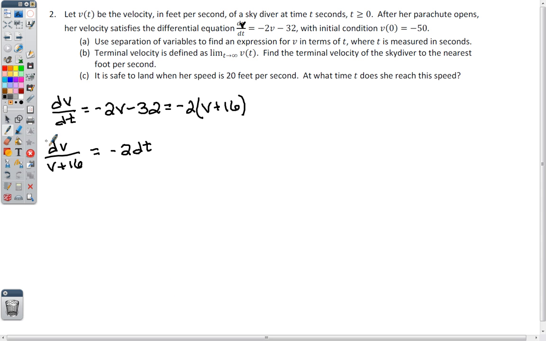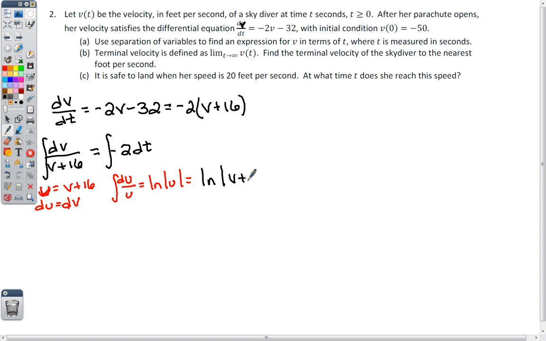Right? And then I'm going to integrate. Okay? Now this guy here, we know how to deal with that. This is u substitution. U equals, that's a terrible u, u equals v plus 16, du equals dv, which then gives us the integral of du over u, better known as the natural log of the absolute value of u, which equals, going back to our original variable, the natural log of the absolute value of v plus 16. Right? And then this guy, negative 2 dt, integrates to negative 2t plus c. Pretty simple on that one, right? So we'll put them back together, negative 2t plus c.